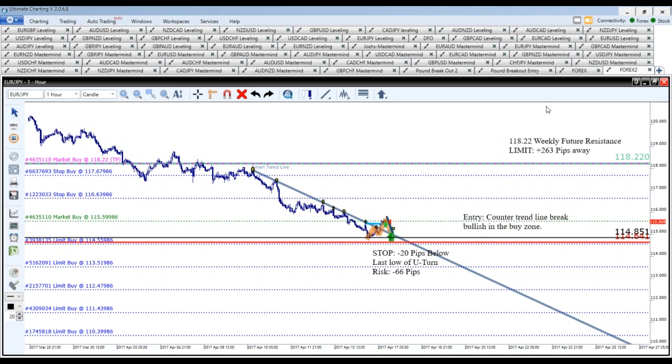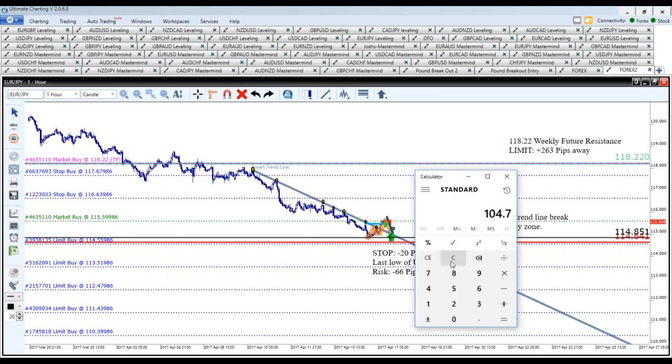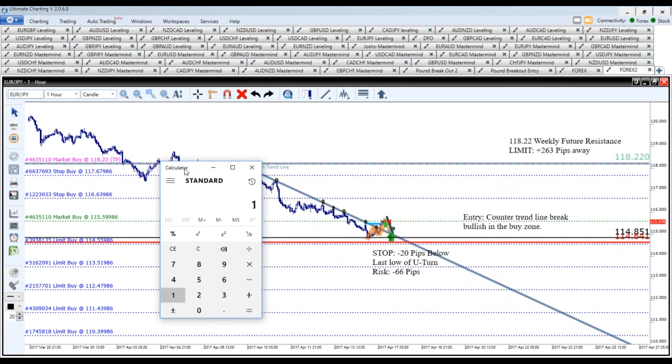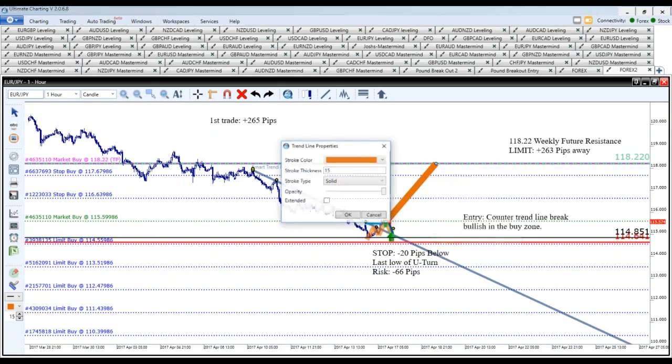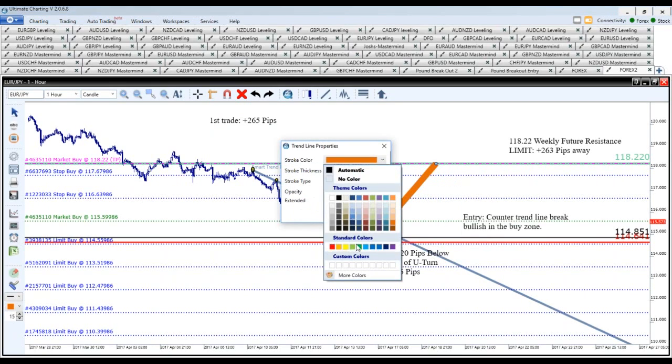Right now, there's 263 pips of opportunity. So the first trade is 115.57 minus 118.22, which makes 265 pips off the first trade. Now, if this market were just to rally bullish right now and just take off, what would that look like? Well, your first trade would make 265 pips.